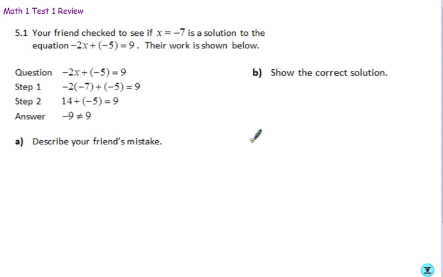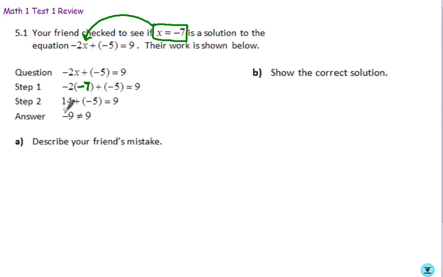So they took -7. They think -7 is the answer to this equation, and what they did is they plugged it in for x. I'm going to follow along with what they did here. So they said -2 times x, which we're plugging in -7. So there's that -7 right there. And then they said -2 times -7, which is a +14. Alright, I agree with that. And then 14 plus -5.